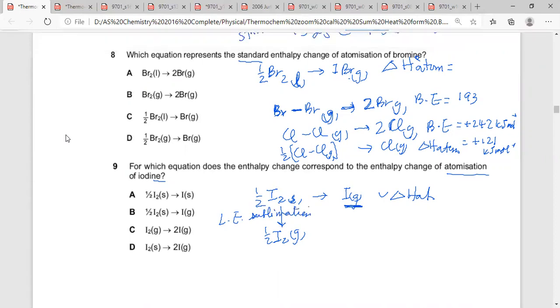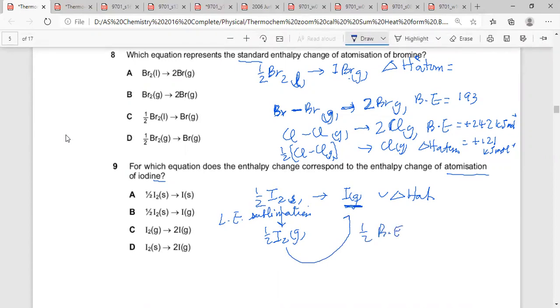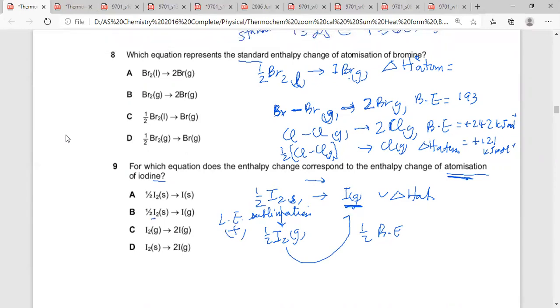You learn this in form 5. Now from here, this will be half of the bond energy. That's why this one here is not half of your bond energy, because it takes another route. You need to add energy here. So of course the answer is what? Remember, if atomization, it must be from its elements at standard states, and must be 1 mole. Answer is B.